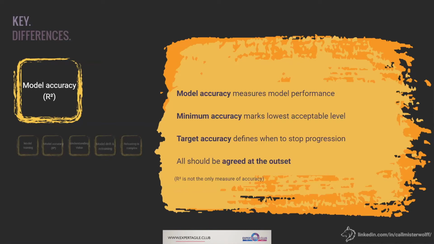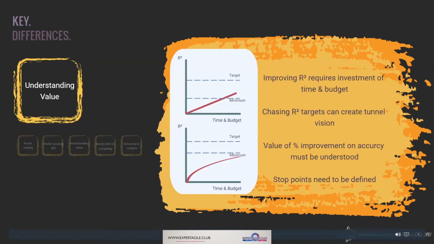Obviously, this implies that target accuracy is the ideal level of performance the model needs to hit. These all need to be considered, and they all need to be considered and agreed at the outset. Having this conversation three-quarters of the way through the project is way too late, and it's way too late for this reason.